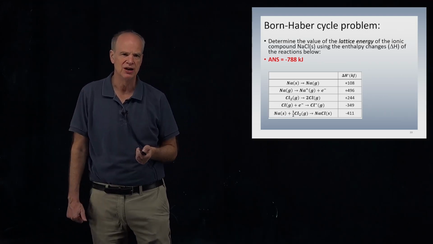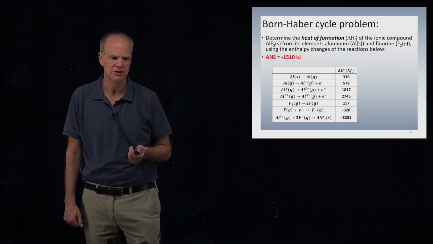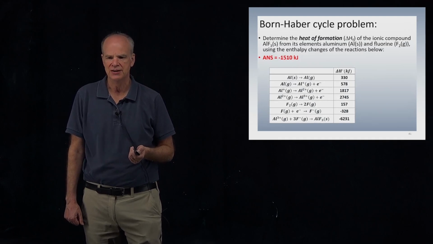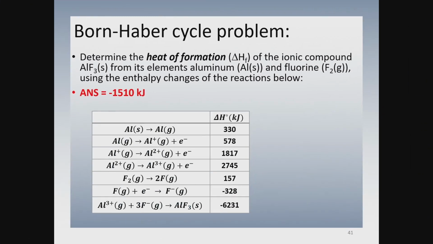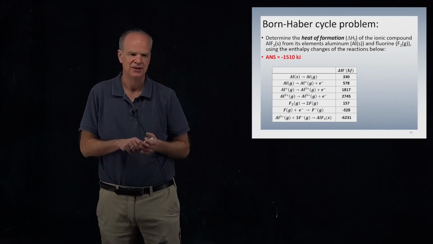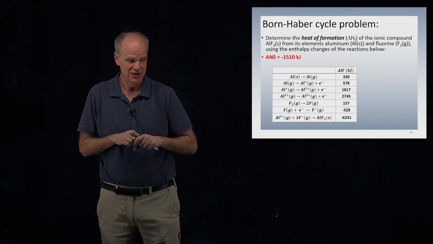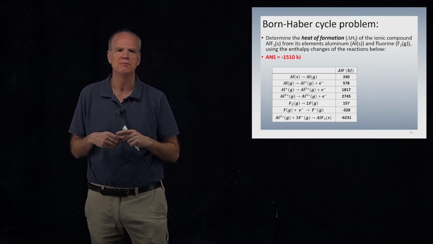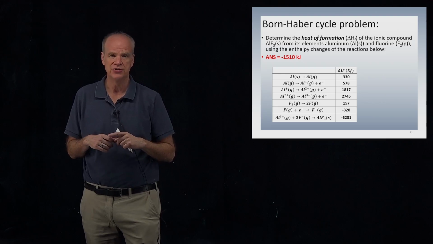Okay, so I want to go on to the next problem. So here it is. And so if I can blow up the slide, it says determine the heat of formation of the ionic compound aluminum fluoride from its elements aluminum and fluorine using the enthalpy changes of the reactions below. Okay, if I can reduce the slide. So this one is a little tricky. And maybe the most difficult part is trying to figure out what the target equation is.